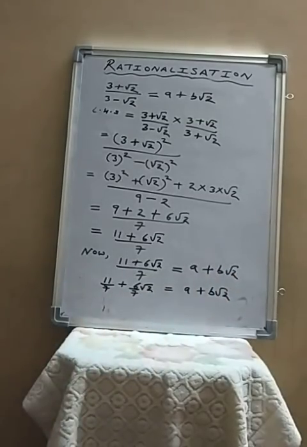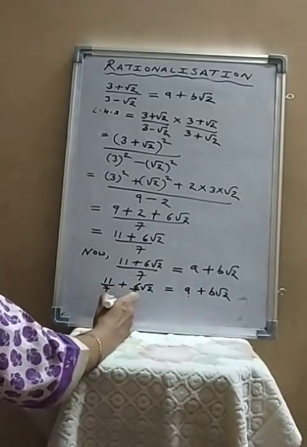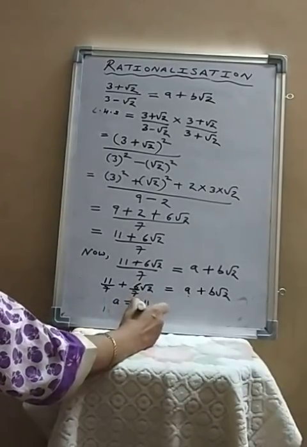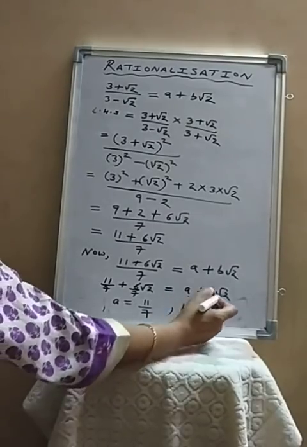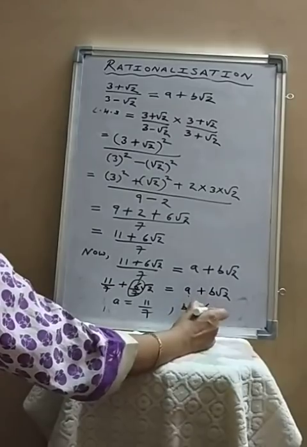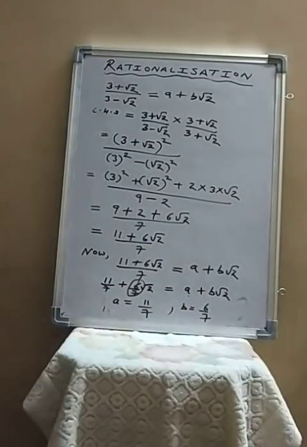Now we have to compare both sides, that is LHS and RHS. On comparing, just see the value of a is this value, that is a is 11 upon 7, and the value of b is the coefficient of root 2. This is the coefficient of root 2. So the value of b is 6 upon 7. Hence, using rationalization, we can get the values of a and b like this.